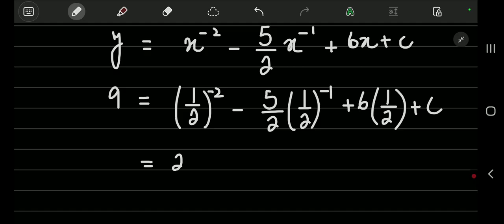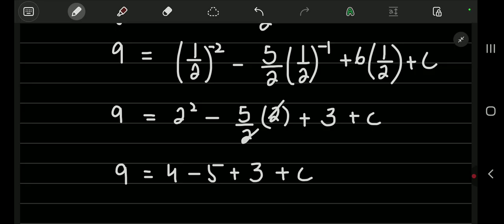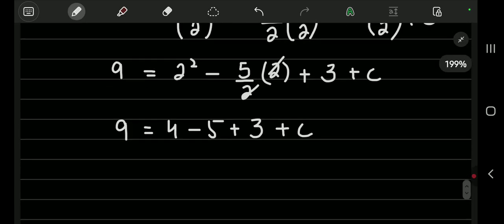Now solve it. 2 to the power 2, minus 5 over 2 times 2, plus 6 over 2 will be 3, plus c. It will give you 4 minus 5 plus 3 plus c equals 9. So 9 plus 5 is 14, 14 minus 7 would be 7. So c will be equal to 7.